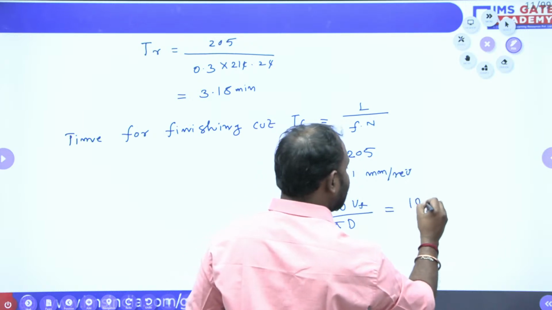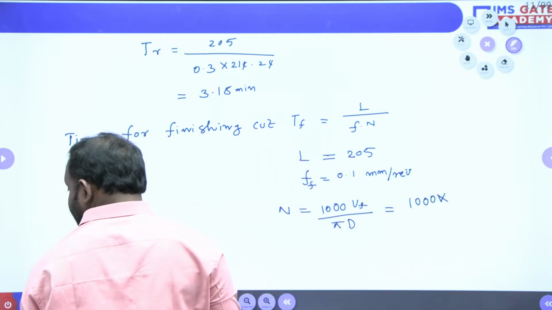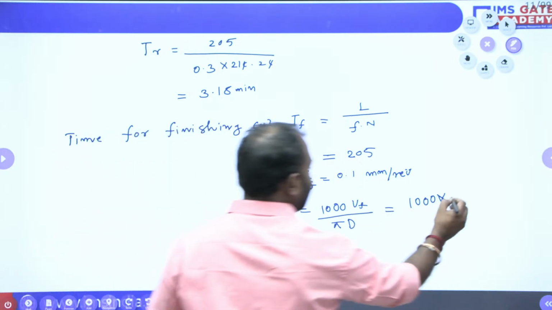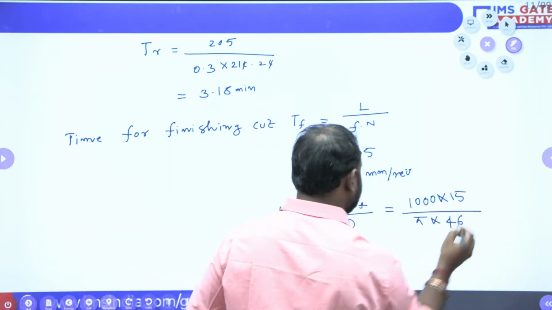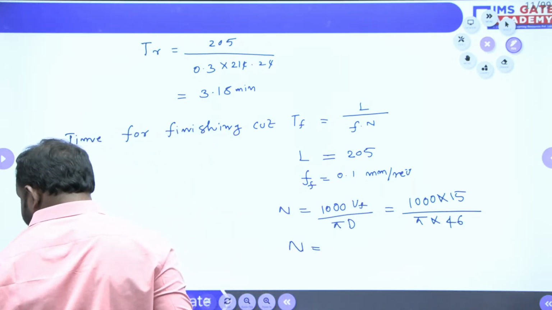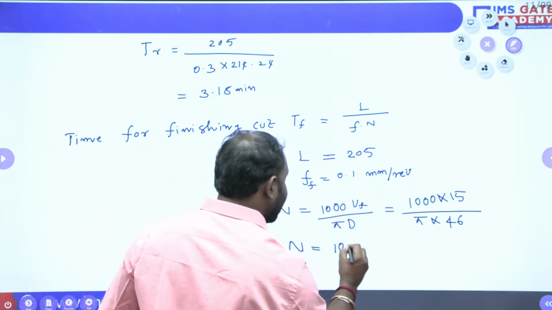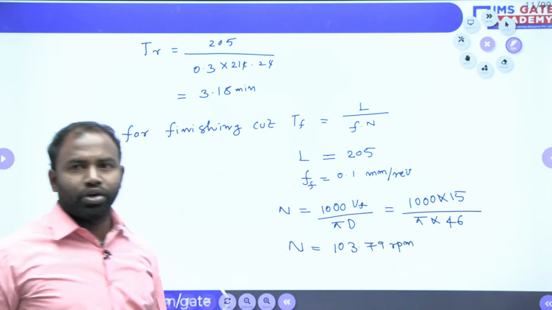Now it is 1000 into VF. VF is equal to, how much, guys? I gave that it is 15. 15 divided by pi into 46, such that N equal to, here you are going to get 103.79 rpm.